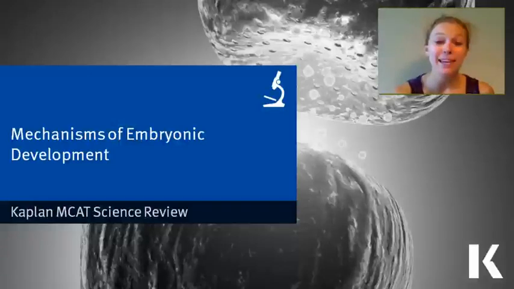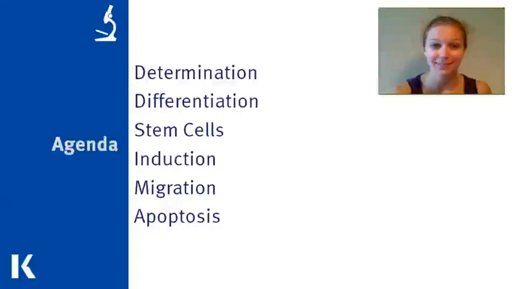Hello, my name is Candace Ford, and in this video we'll explore the cellular mechanisms of embryogenesis. We'll begin with an analysis of determination, which leads to differentiation. We'll explore both embryonic and adult stem cell characteristics before diving into cell signaling via induction. We'll follow our differentiating cells as they migrate throughout the body, and finish up with a review of apoptosis.